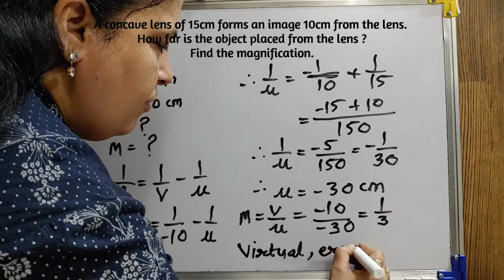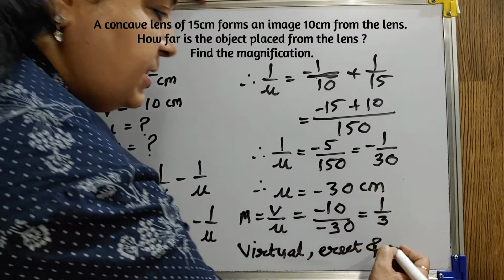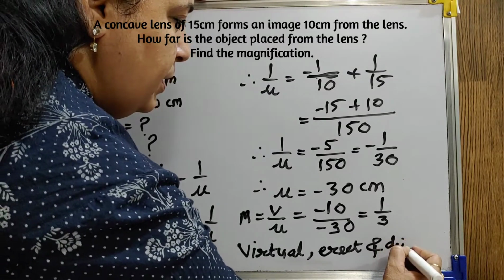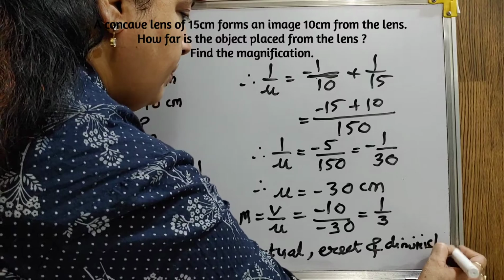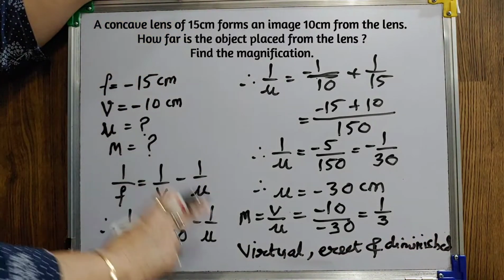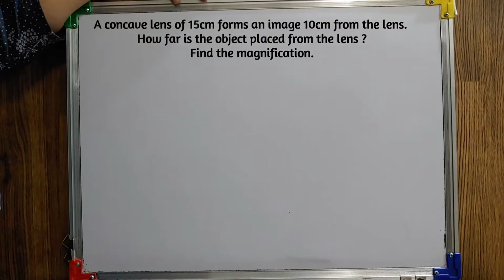Virtual image is always erect. The value is 1/3, which means less than 1, so it is diminished. And theoretically also we have done in the ray diagram that a concave lens always gives a virtual, erect and diminished image. Now one more.